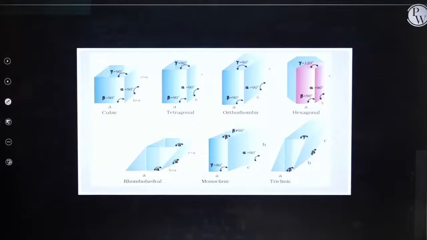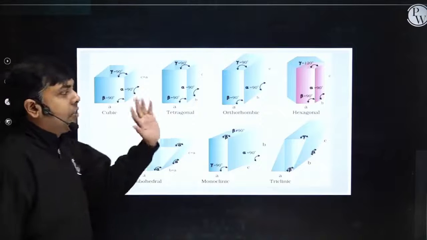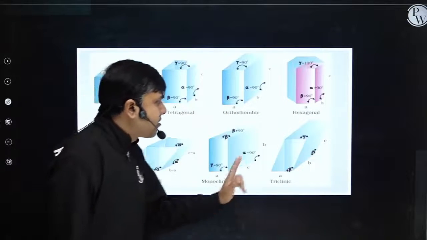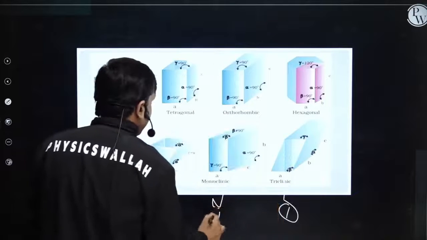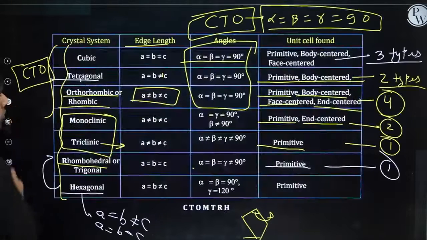So these are the different types of Bravais lattice: cubic, tetragonal, orthorhombic, hexagonal, rhombohedral, monoclinic, triclinic. One unit cell here, one unit cell here. In case of rhombohedral also, we have one unit cell.